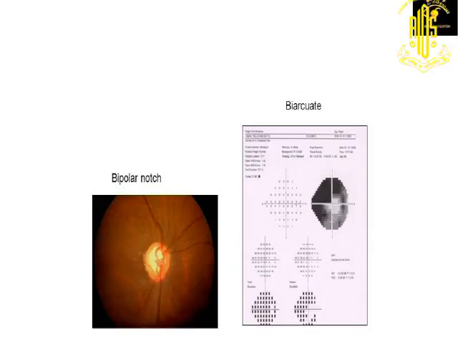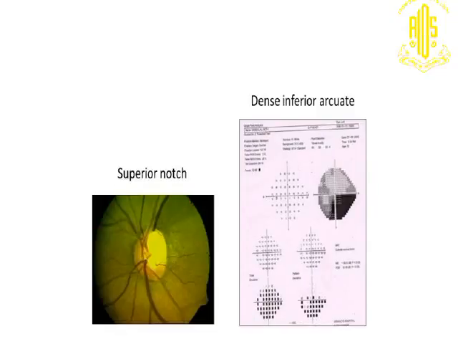That's a bipolar notch. If you have a bipolar notch, as you see in this photograph out here, you can expect a biarcuate scotoma on the Humphrey visual field. That's a superior notch. There's a superior notch out there, and that would typically, due to anatomical distribution, give you an inferior arcuate defect.